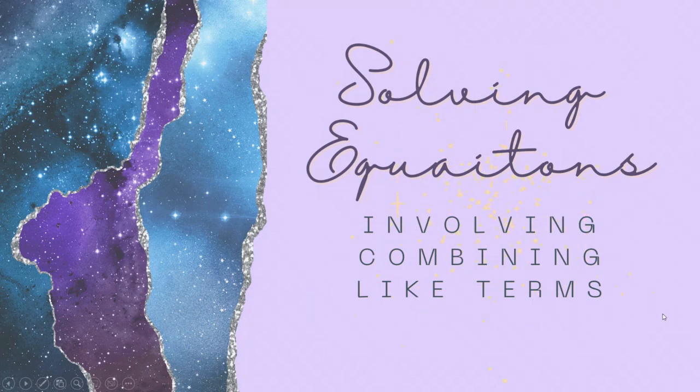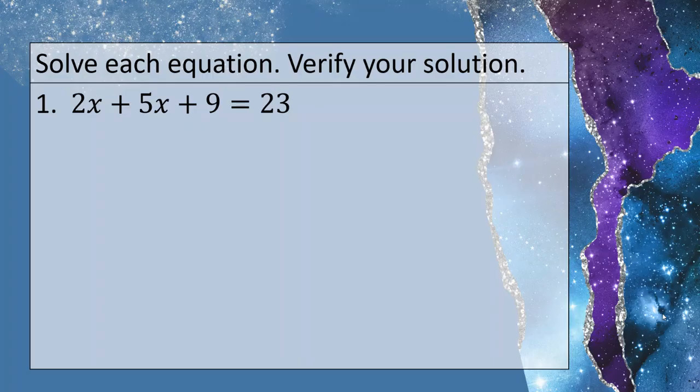Equations that involve combining like terms. So recall that to be like terms, they have to be on the same side of the equal sign and they have to have the same variable with the same exponent. So for number 1, 2x and 5x are like terms.